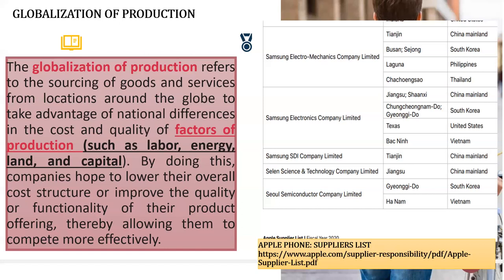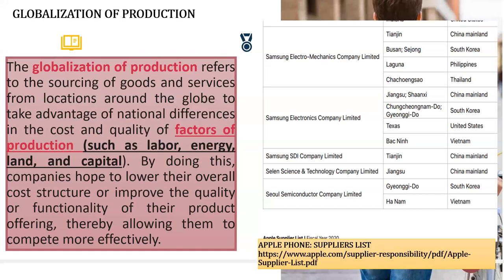Nike, some of its products are produced in Vietnam, but it does not mean it's of poor quality because the process, the materials, and the quality output are still there. It's just that if Nike produces some of their products in Vietnam, it means the factors of production in Vietnam are lesser or cheaper.